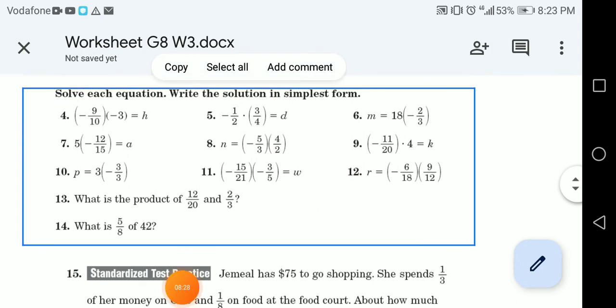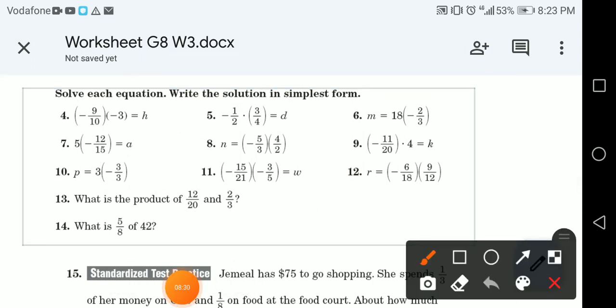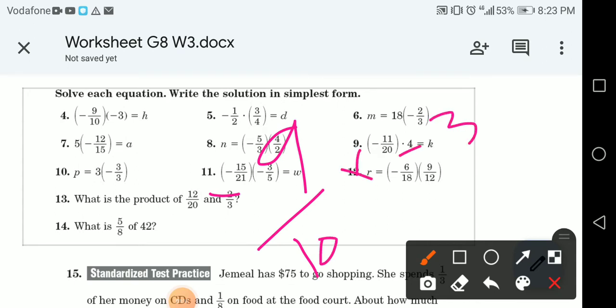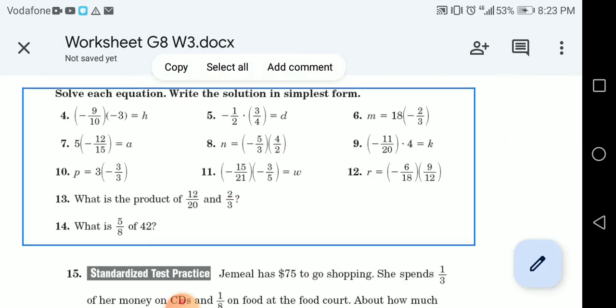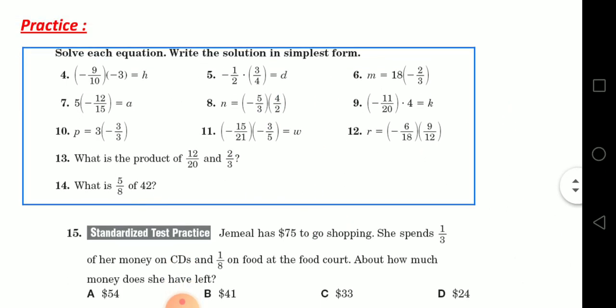What about if I have here negative times negative gives me positive? Negative 9 over 10 multiplies negative 3. Negative 3 is over 1. Okay, gives me the same answer. So negative times negative is positive, 27 over 10. So it will give you what, guys? 2.7.